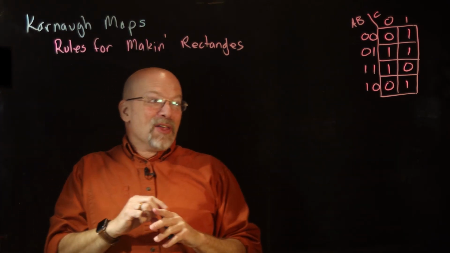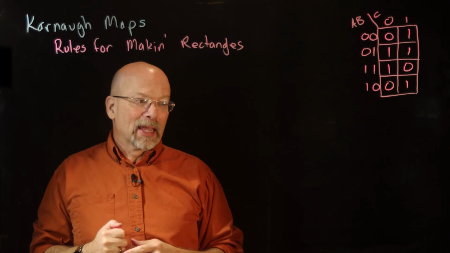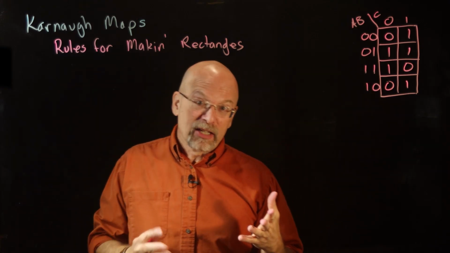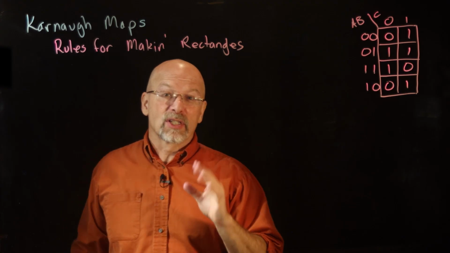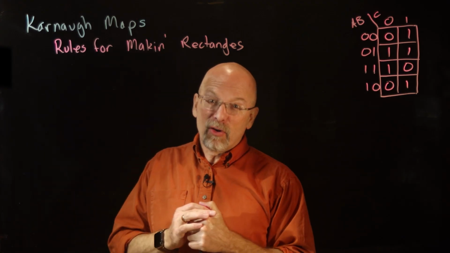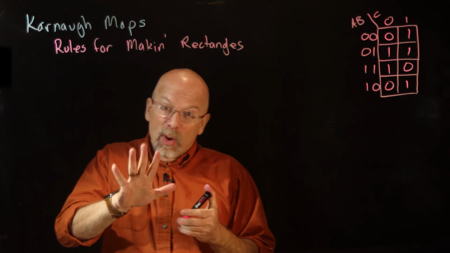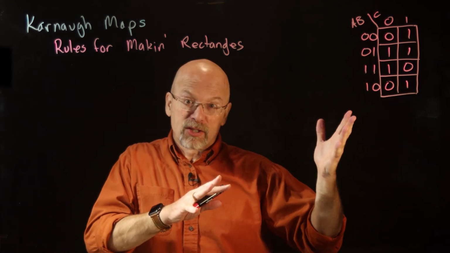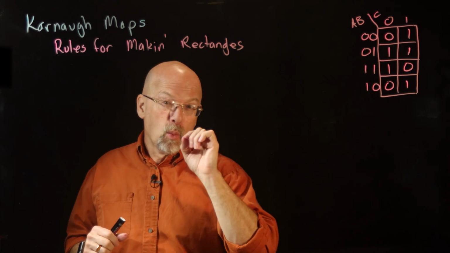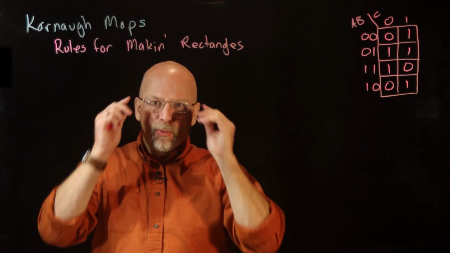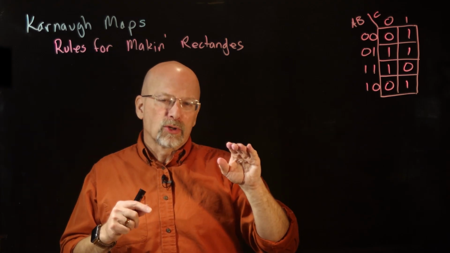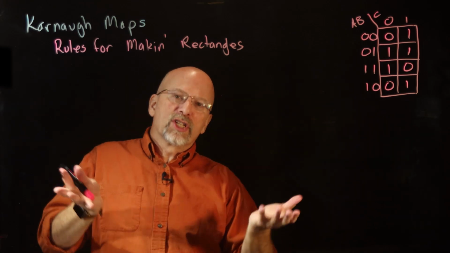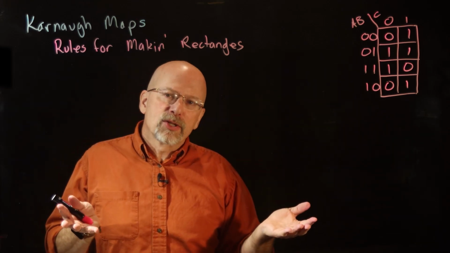Now, the reason why I call these rules for making rectangles is because the Karnaugh map does great things for us, as long as we follow some simple rules. Now, the very first rule is, and remember what our goal is: our goal is to make products. And remember, products generate ones. We did it whenever we started with the truth table. We picked a row with a 1, we made a product. Did nothing with the zeros. The zeros work out for themselves.